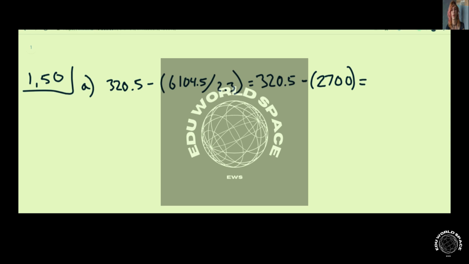And then when we do this subtraction, when we do addition and subtraction, we want to keep the lowest number of decimal places, and that's 0 because we have 2,700. So the value that we get is negative 2380 with no decimal places.